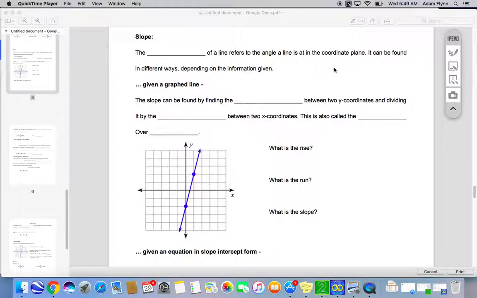Welcome to the A2 video in which we will discuss the slope of a line.